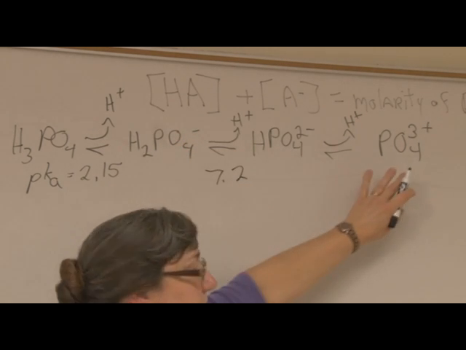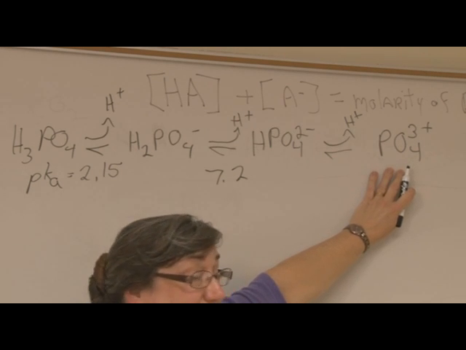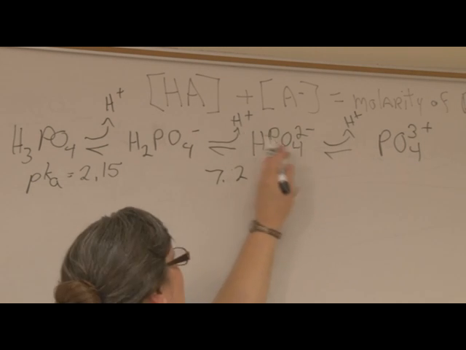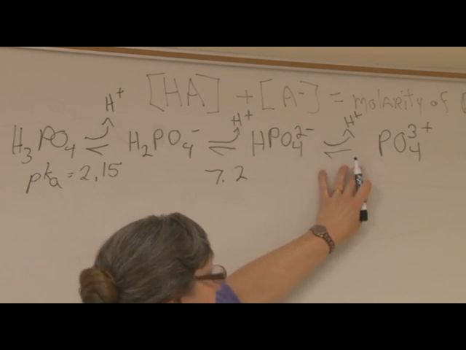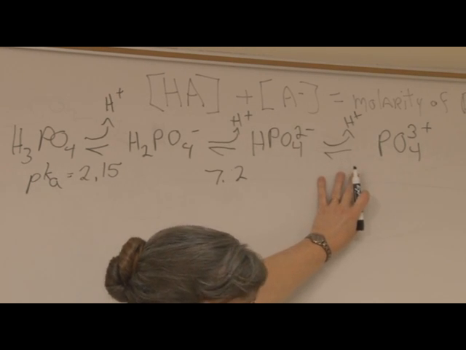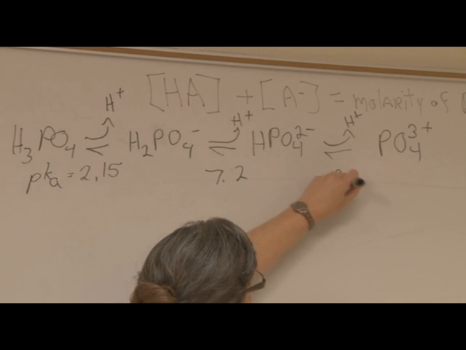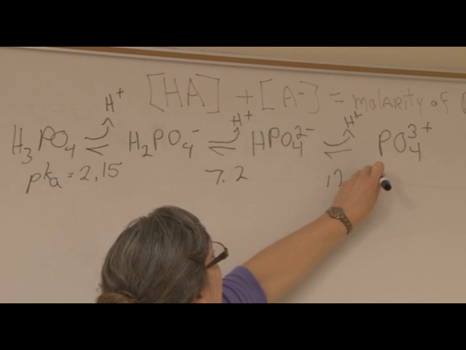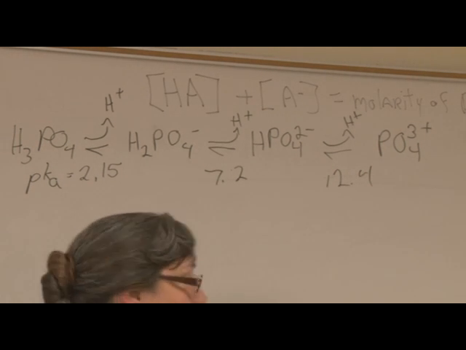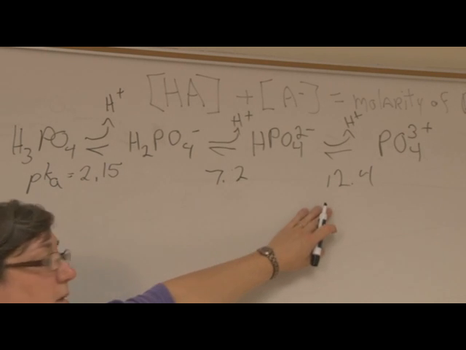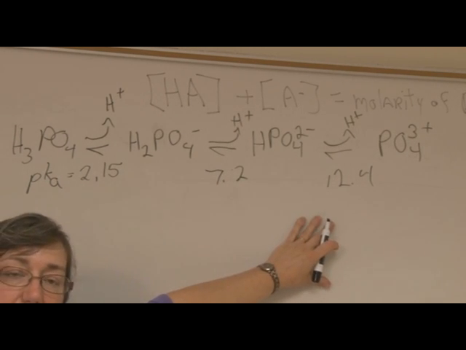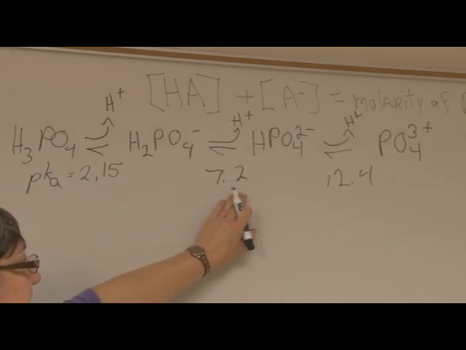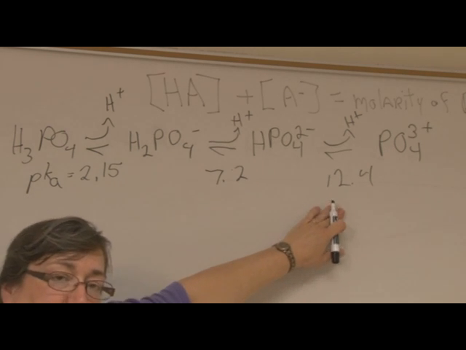From dibasic to tribasic, I know this sounds really weird, it's like tribasic. Well, it's tribasic because it's lost 3 protons. Dibasic because it's lost 2. We lost this one and we lost that one. So the equilibrium here, that pKa is 12 point something, which I never remember, 12.4. Don't worry, in class I'll ask you what it is too. So we have 3 dissociation points with phosphate buffers, okay? pKa 2.15, pKa 7.2, pKa 12.4.